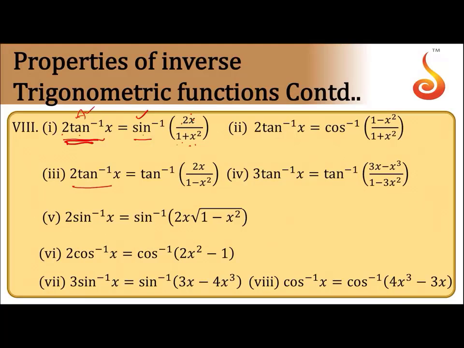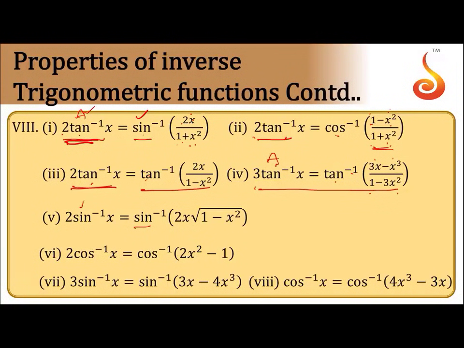In the same way, first we take up the cos 2A, which can be written as 1 minus tan square A by 1 plus tan square A. So 2 tan inverse x is cos inverse of 1 minus x square by 1 plus x square. And 2 tan inverse x is also tan inverse 2x by 1 minus x square. In the same lines, 3 tan inverse x is equal to tan inverse of, if we treat it as A, tan 3A written as 3 tan A minus tan cube A by 1 minus 3 tan square A.